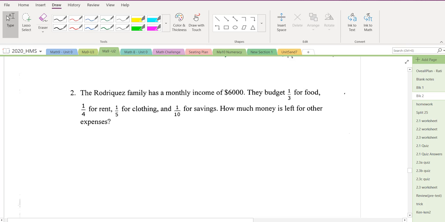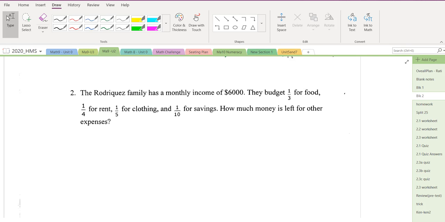All right. Last word problem for the adding and subtracting section. The Rodriguez family has a monthly income of $6,000. They budget 1/3 for food, 1/4 for rent, 1/5 for clothing, and 10% for saving. How much money is left over after all their expenses or expenditures there? So how do we calculate this out? How do we calculate how much money did they spend on each one of these? Anybody have a clue? I know it's first thing in the morning here.